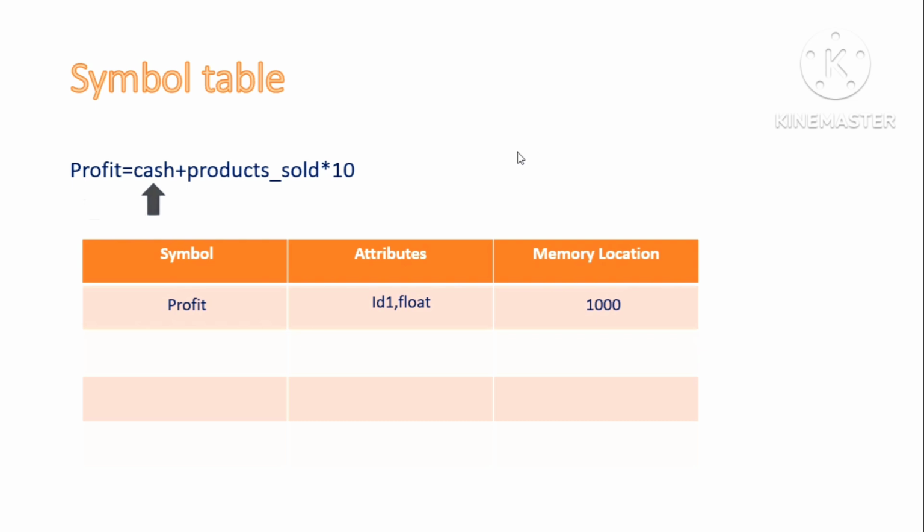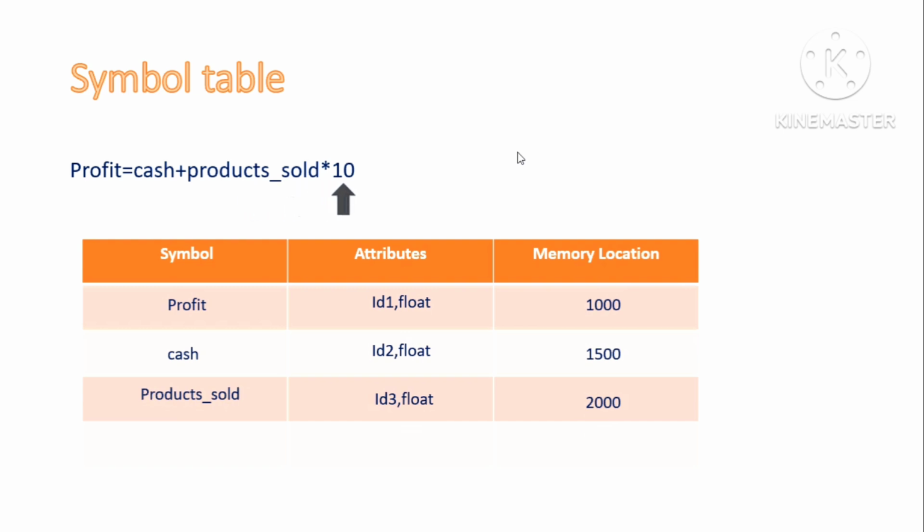Now, when we move to the right, we can see cash. Cash is another symbol or variable. Now, it is named as identifier 2 and its type is actually float data type. And it has a memory location called 1500. When we move to the right, we have another variable called product sold. Now, this is going to be identifier 3 for data type and it has a memory location called 2000.